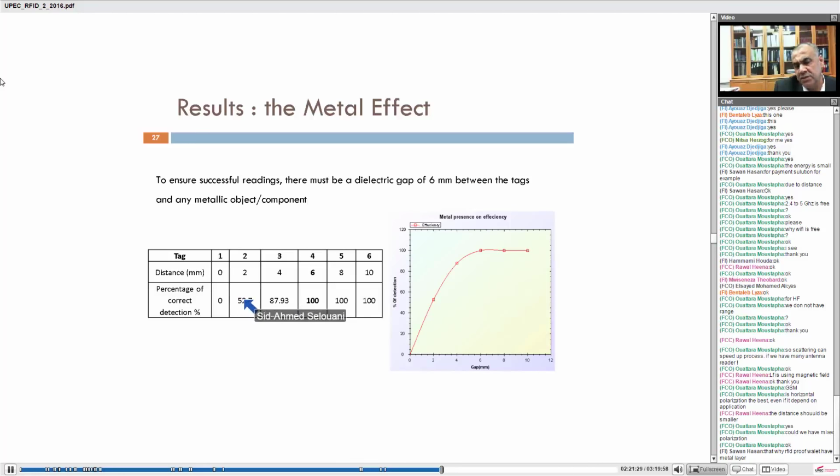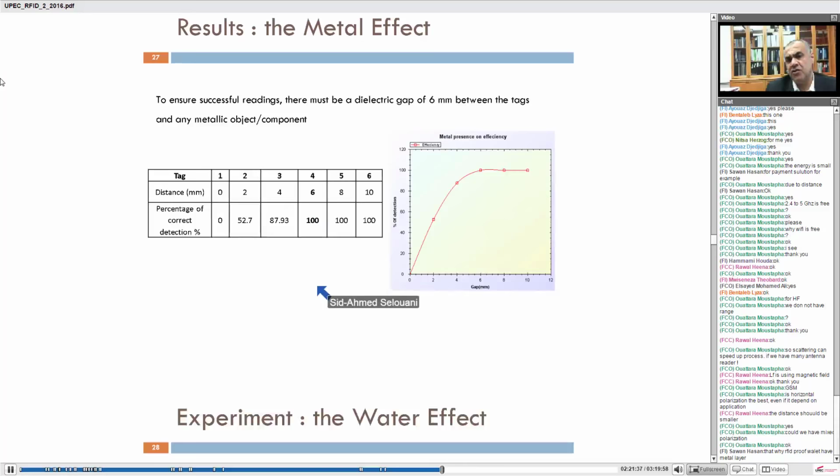We start to have good readings after 4 millimeters. After 6, you are safe. So what we can do, we can insert this in plastic in order to isolate it from the metal. This is the solution. So if you are at 2 millimeters, it's not correct. 3 millimeters is not correct. 4, it's not correct. Beyond 6, it will be good. This is just to give you an idea about the efficiency of the readings.